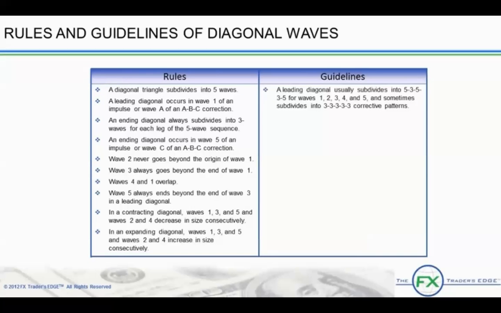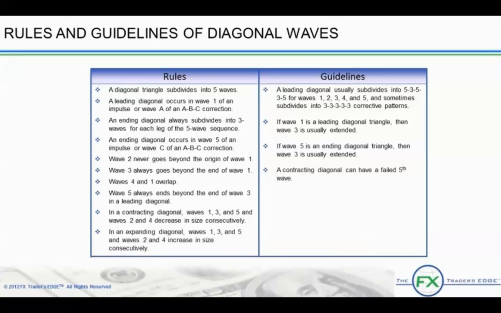1. A leading diagonal usually subdivides into 5, 3, 5, 3, 5 for waves 1, 2, 3, 4, and 5, and sometimes subdivides into 3, 3, 3, 3, 3 corrective patterns. 2. If wave 1 is a leading diagonal triangle, then wave 3 is usually extended. 3. If wave 5 is an ending diagonal triangle, then wave 3 is usually extended. 4. A contracting diagonal can have a failed 5th wave.